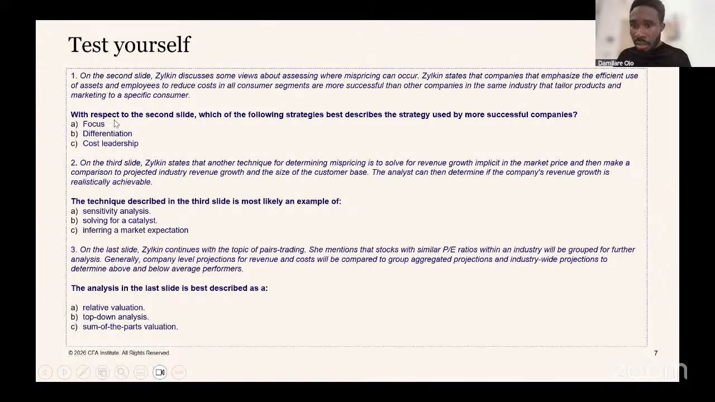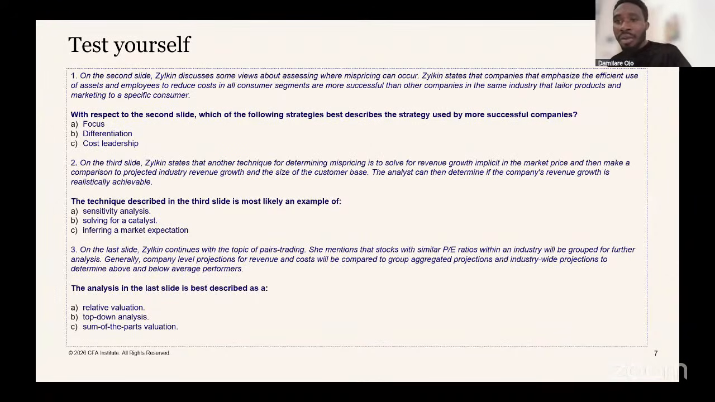Someone said, okay, this time for, okay, that was on my screen. Okay, cost leadership, C, C, B. Somebody said B. We have C, we have B. So let's go back to the slides. Okay, so A is focus, B is differentiation, C is cost leadership.